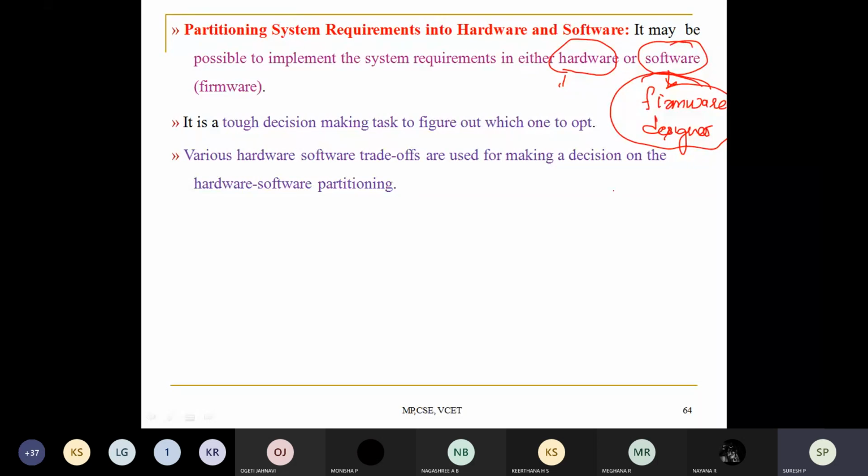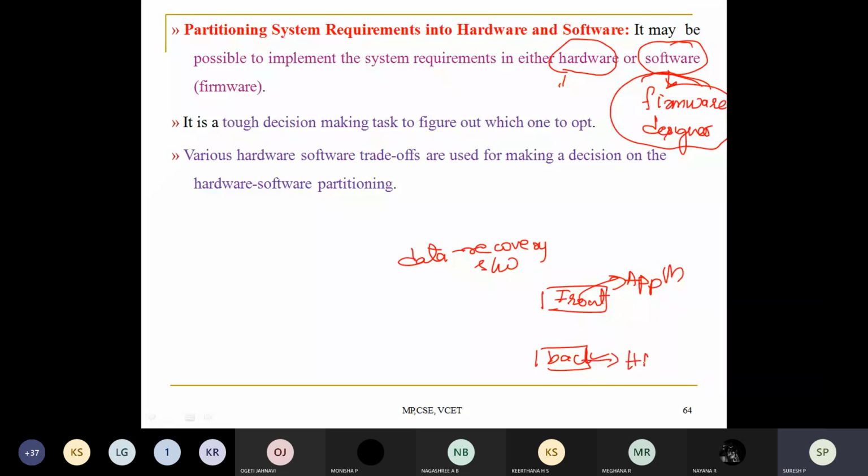Which language do I have to use? If I use that particular language, how is the hardware going to work? For example, if I want an efficient look and feel, my front end should be good. Any software will have a front end and a back end. If I take a data recovery software, the application should look good, that is the front end. And the data should be recovered from where? From your hard disk.